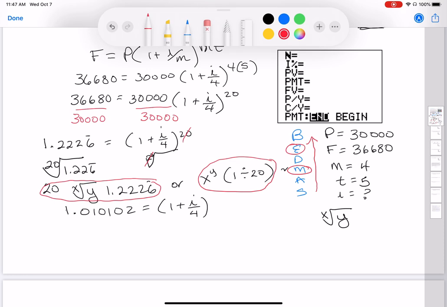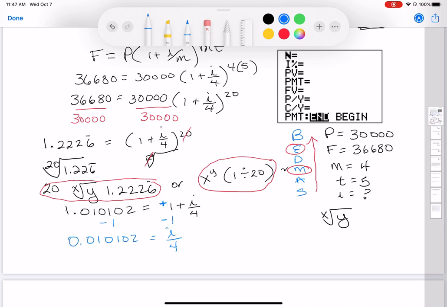All right, so now we can start to undo what was inside the brackets. Inside the brackets, we have addition and we have division. So we're going to want to get rid of this positive 1 before we get rid of the divided by 4, because remember, we're doing order of operations backwards. This is a positive 1, so I have to undo that by subtracting 1 from both sides of the equation, leaving me with 0.010102 equals i over 4.